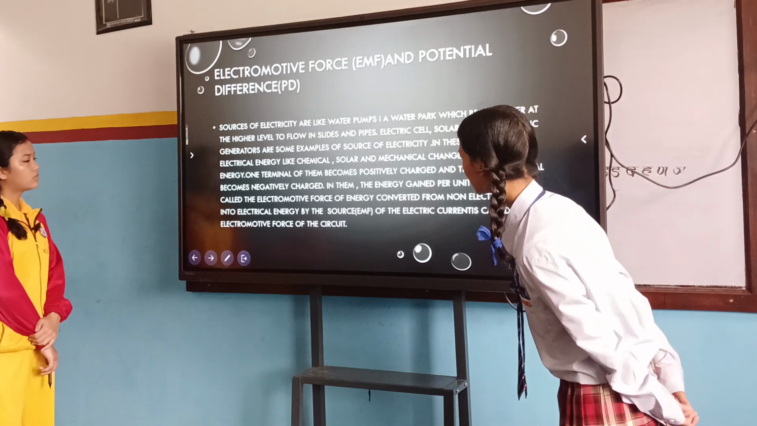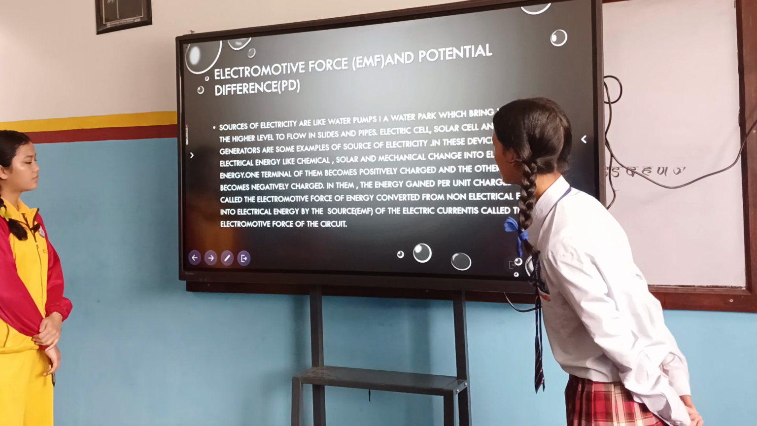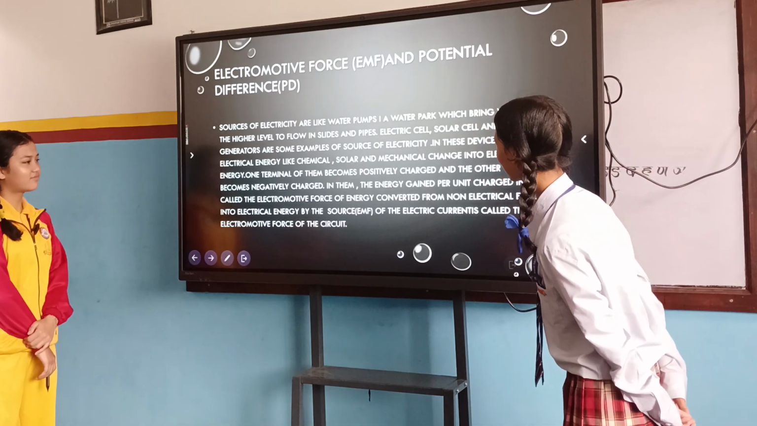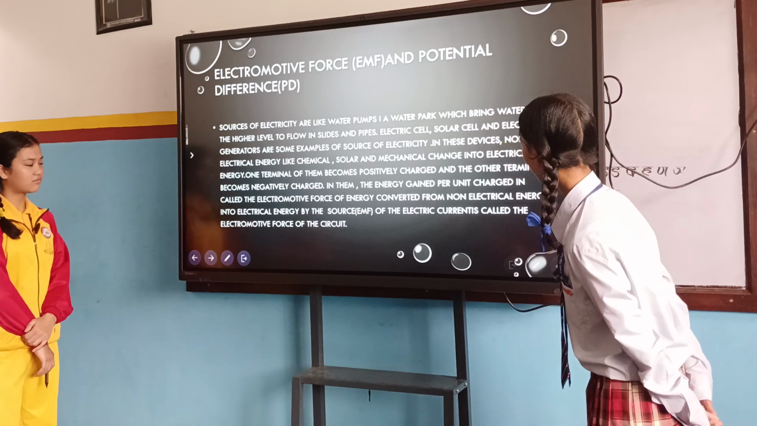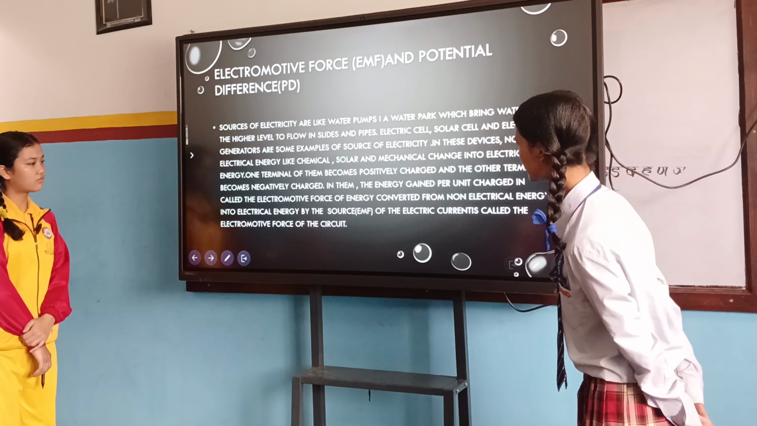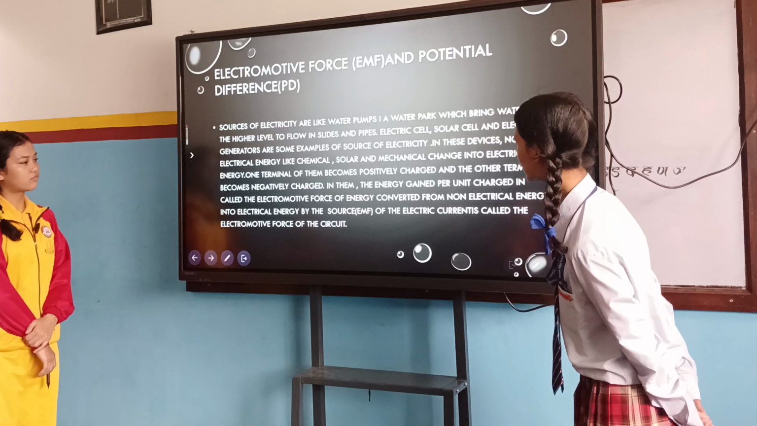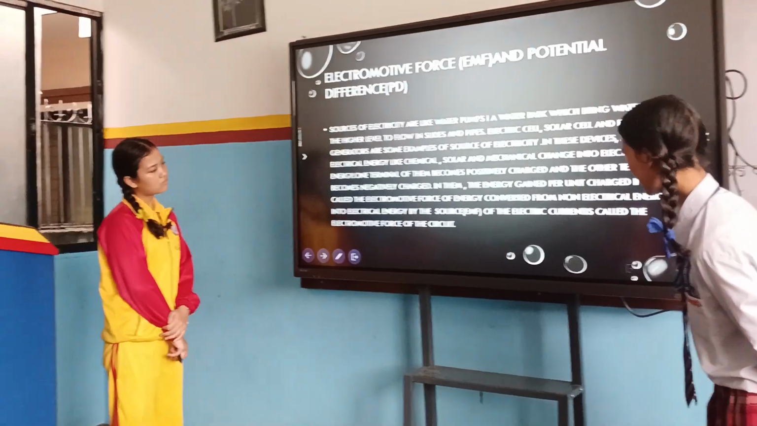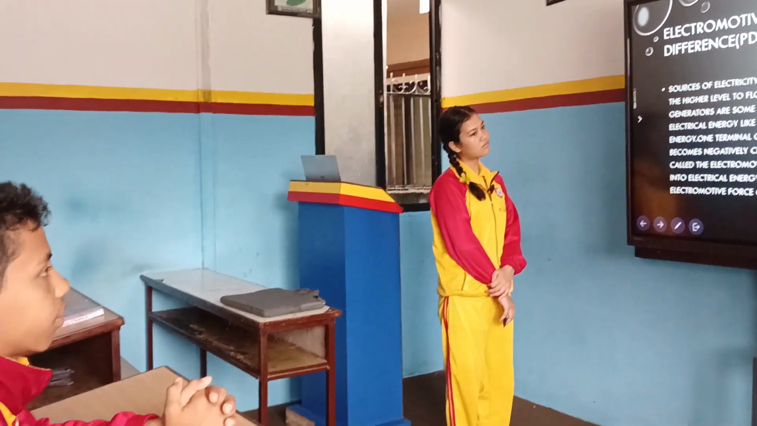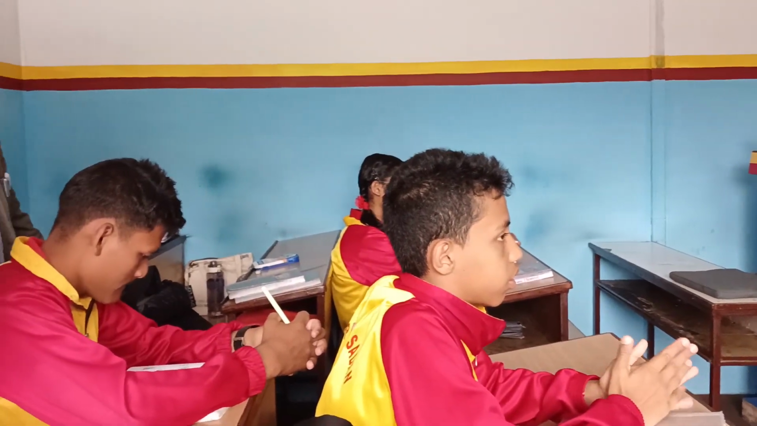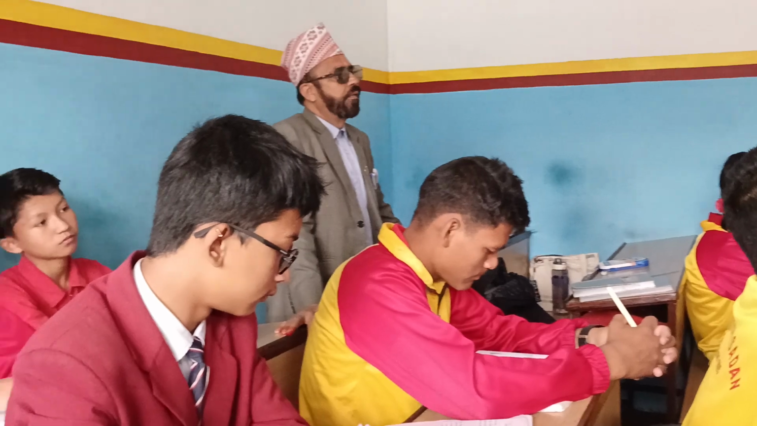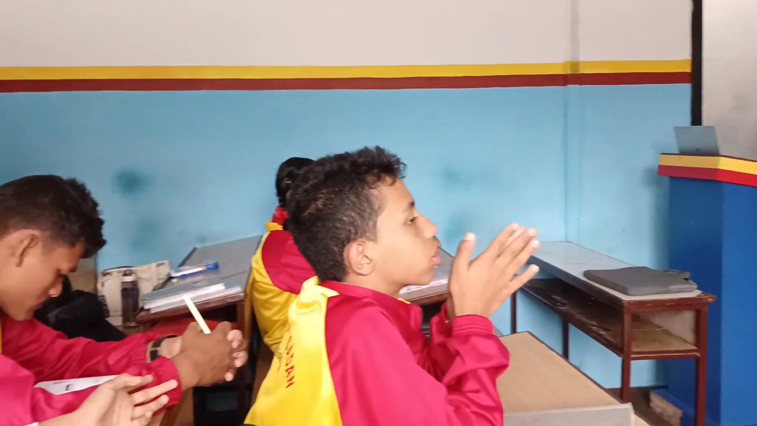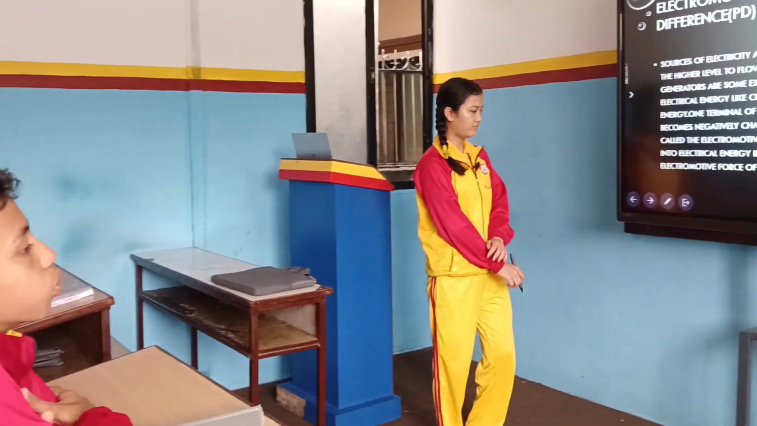It is called the electromotive force: the energy converted from non-electrical energy into electrical energy by the source of EMF. EMF stands for electromotive force of the circuit.